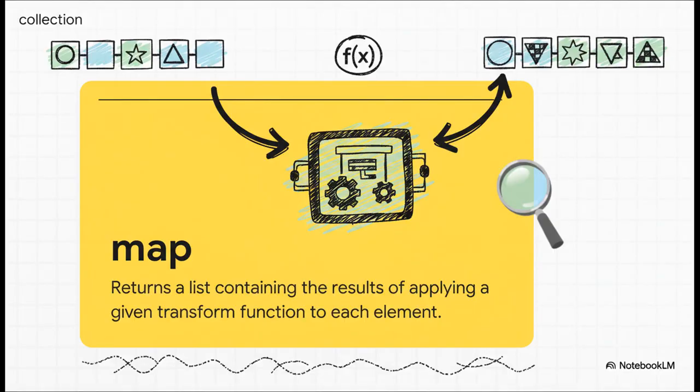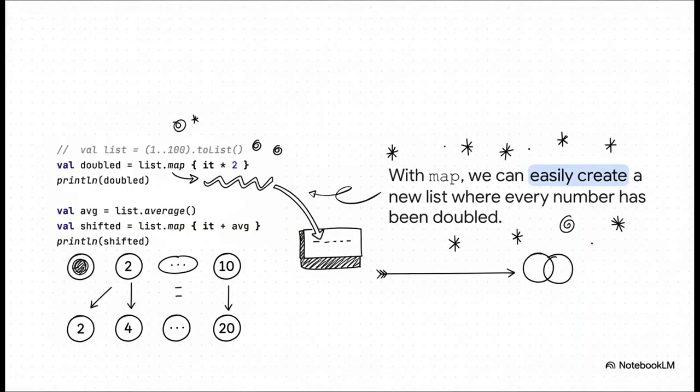All right, next up in our toolkit is map. Now, if filter is all about picking things from a list, map is all about transforming them. It goes through every single item in your collection, runs your lambda on it, and then gives you back a new list of the results. And again, just look how simple this is. We want a new list where every number is doubled. We just call map and pass it the lambda it times 2. Done. No more creating empty lists, no more looping through and adding stuff, just one single super readable line of code.